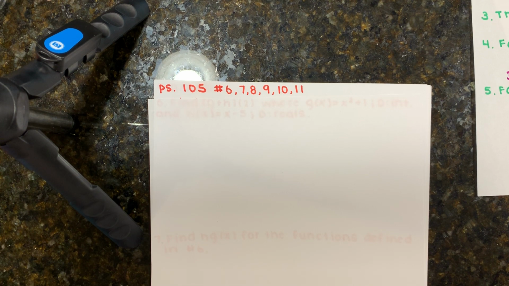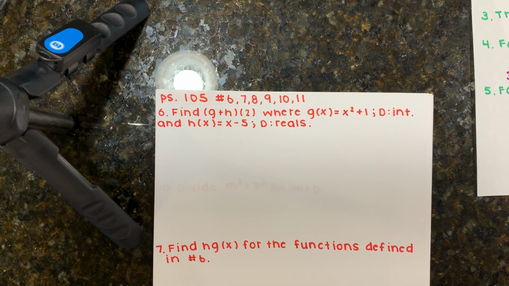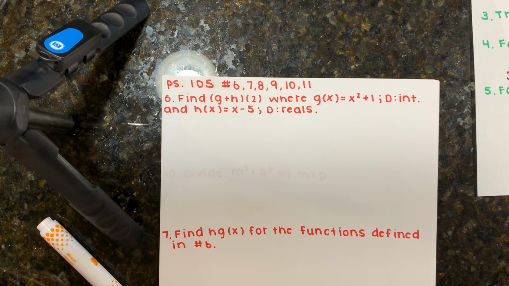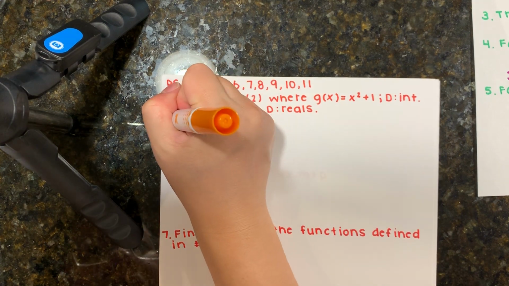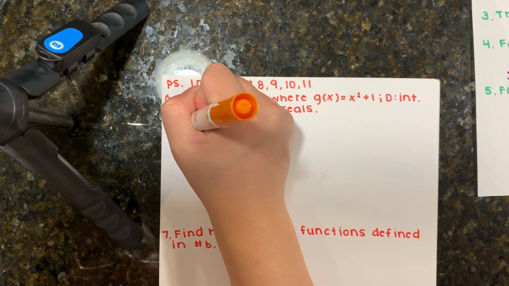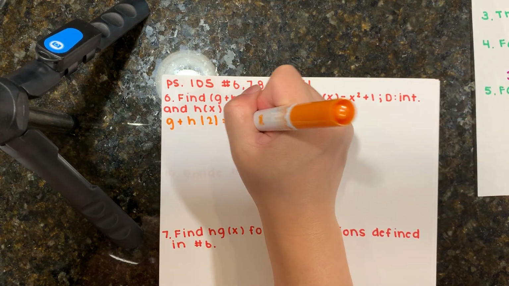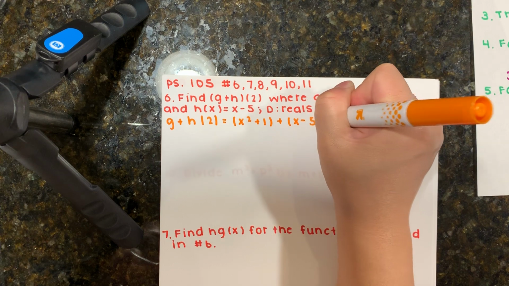Okay, so for the first one, number 6, we have to find g plus h of 2, where g of x is equal to x squared plus 1. The domain is integers. And then h of x is equal to x minus 5, where the domain is reals. So the biggest thing we have to make sure, so I'm going to start just by adding those two equations together. So it's going to be g plus h of 2. So I'm just going to take my g function, which is x squared plus 1, and I'm going to add that to x minus 5.